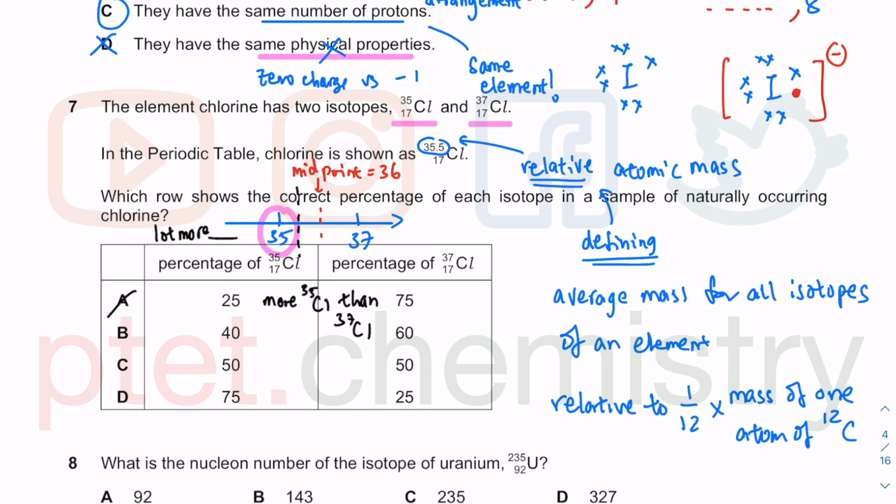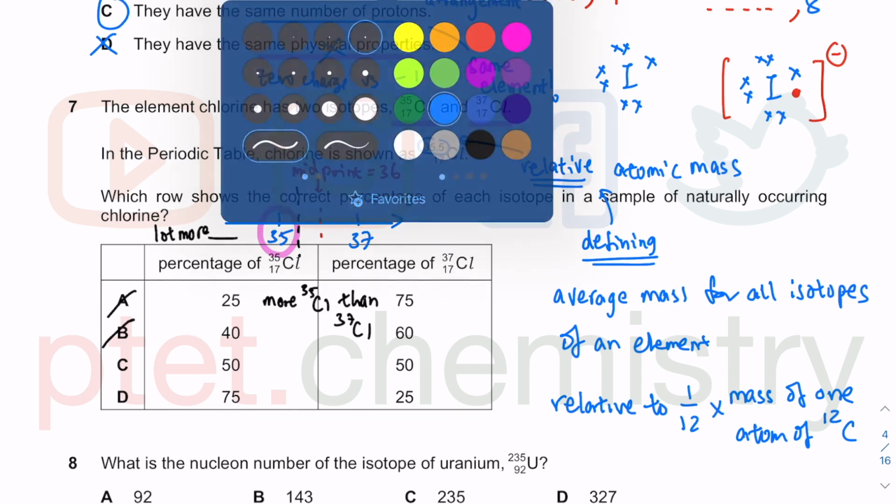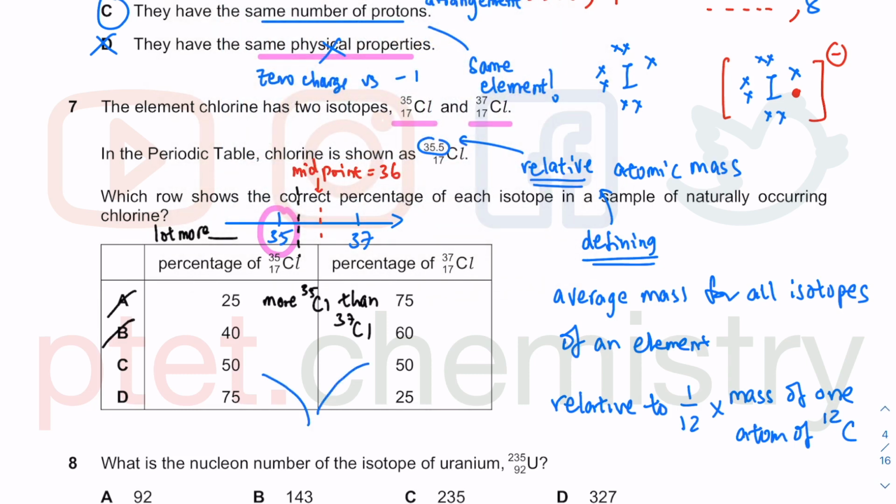So A is wrong, B is wrong. If we have 50-50, then how do you work out relative atomic mass? It's going to be halfway in between. That means if you have 50% of chlorine-35 and 50% of chlorine-37, it's going to give you a relative atomic mass of 36, and it's not. Instead, it is like that.